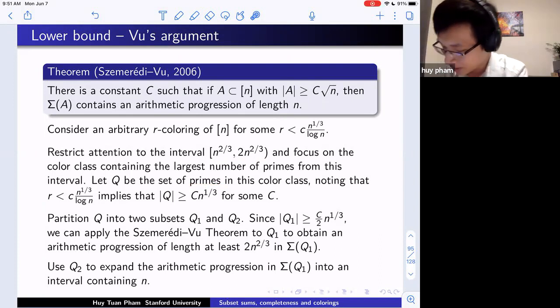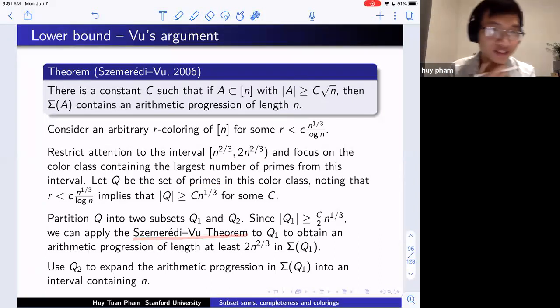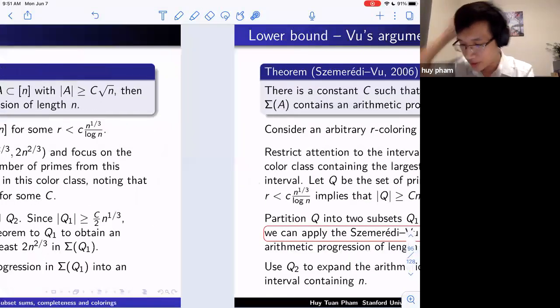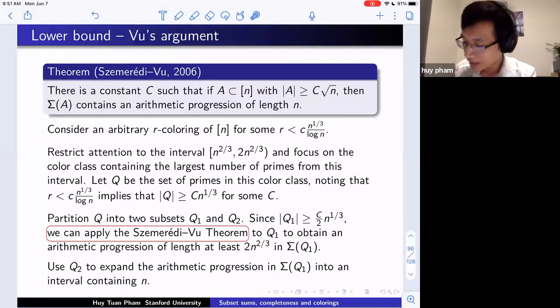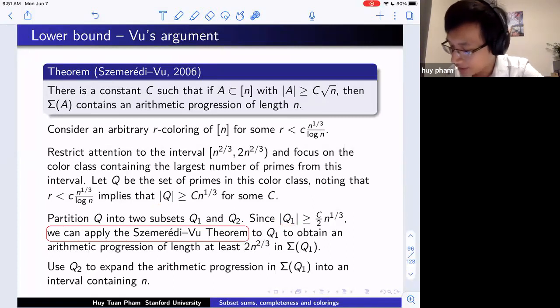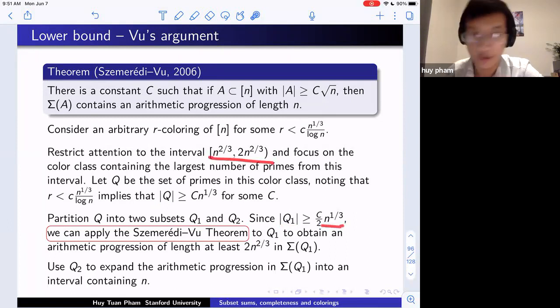So the key step here is where we apply Szemerédi and Vu's theorem, and that's also the step that dictates the final value that we get. In order to apply this theorem, we need the set Q, or rather Q1, to have size on the order of square root of the size of the interval that we are considering.